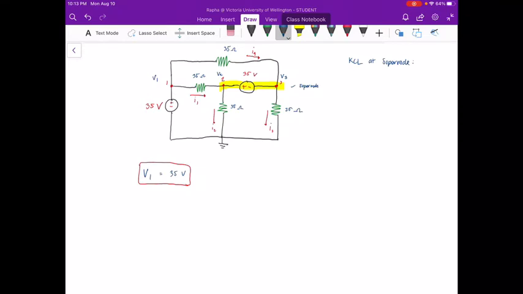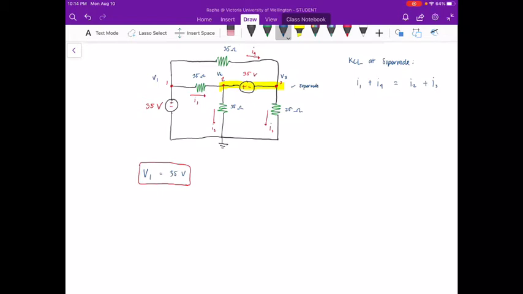So we have 4 currents entering and leaving the supernode. The currents entering the supernode would be currents I1 and I4. And the currents leaving the supernode would be currents I2 and I3.